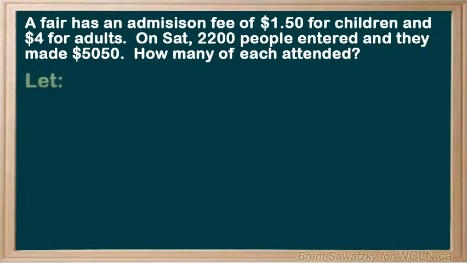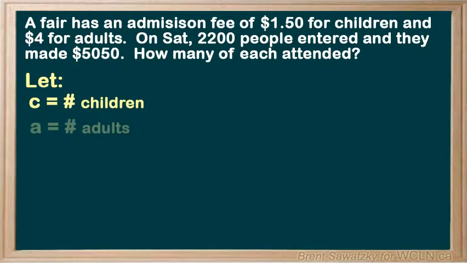Let's define. Let C equal the number of children and A equal the number of adults. We're told that there were a total of 2,200 people that day. So C plus A would have to be 2,200.